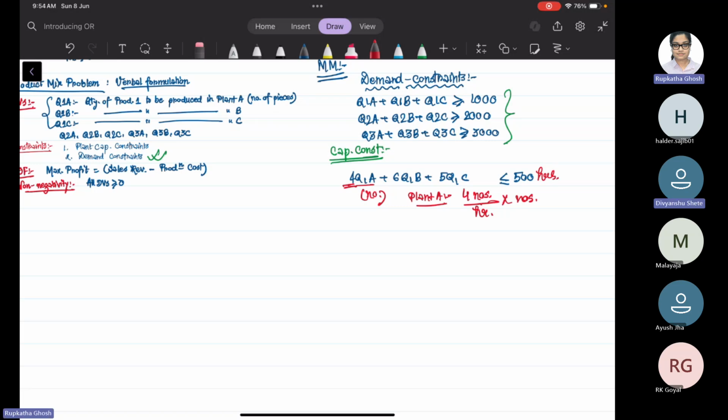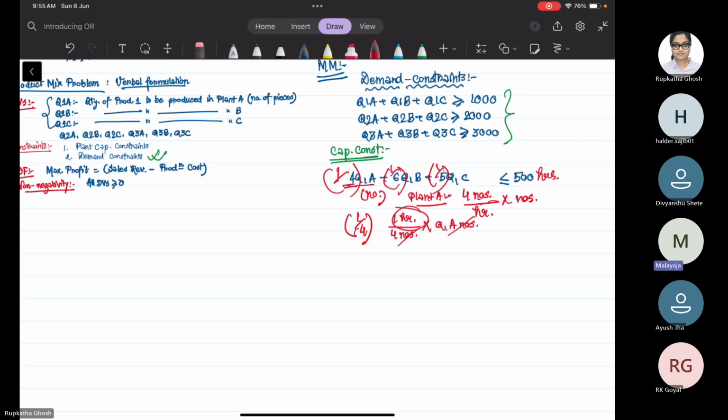But what if I take a reciprocal of this? I do 1 by 4. Now what that means is that one number can be produced in 4 hours. Sorry, what I can write here is that in 1 hour you are producing 4 numbers of product A. Now if I multiply it with some Q1A number, that makes more sense, because numbers get cancelled and you have hours. So it should be 1 by 4, 1 by 6, and 1 by 5.